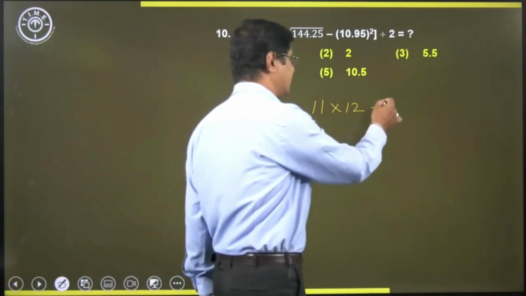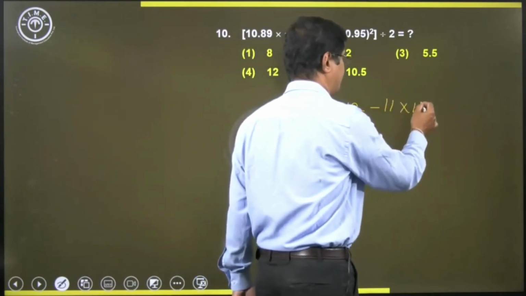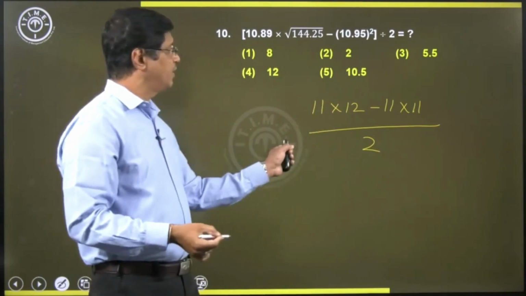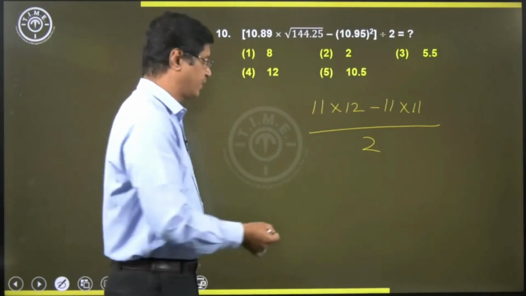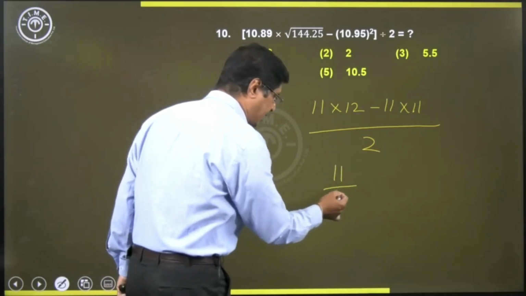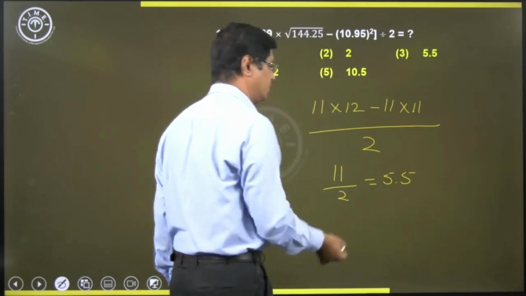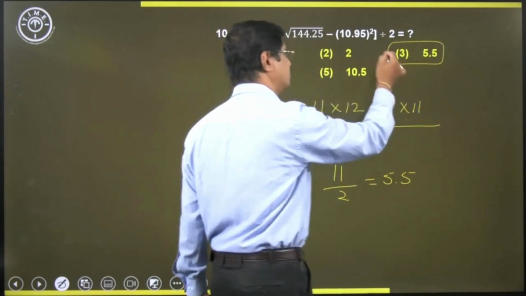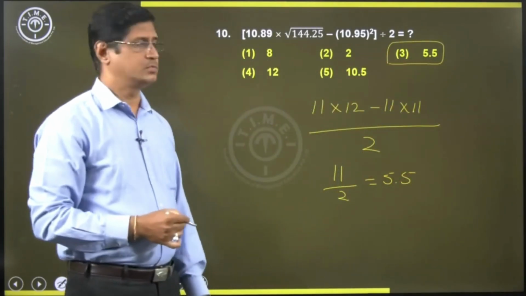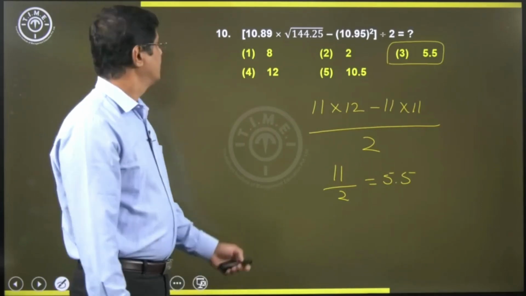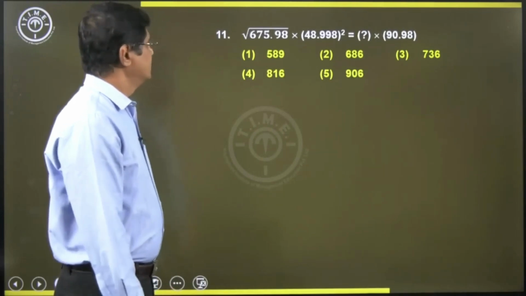11 square means 11 into 11 by 2. 12 times of 11 minus 11 times of 11, that is 11 by 2. Answer choice option 3. The answer for this question 5.5. 5.5 is the right choice. Look at the next example.